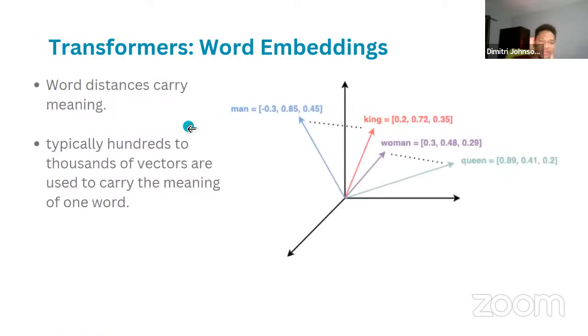So, continuing with word embeddings. We know that word distances carry meaning, and typically we use hundreds of numbers to represent the meanings of the words. Hundreds and thousands of numbers inside one list are used to represent the meaning of one single word. And we find that the more numbers we use to represent the word, the more accurate the model can be, basically. This is bad for a lot of reasons, but at least it works.